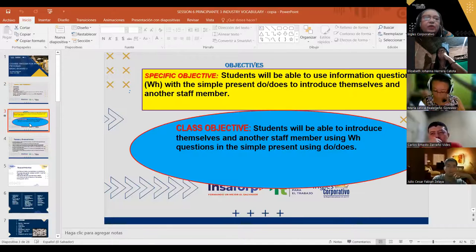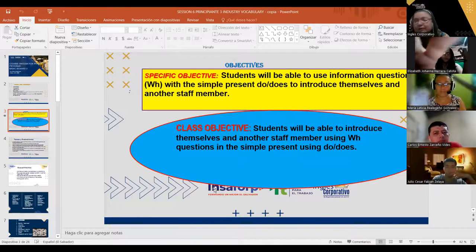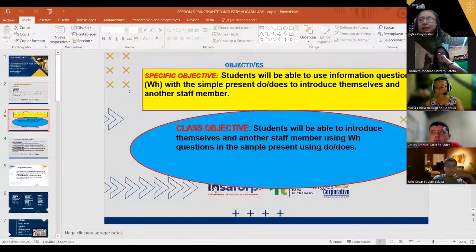So here we have the objectives. I need one of you to help me reading the objectives, please. The specific objective and the class objective. Thank you for that volunteer. It can be a he or a she. Hello, don't be shy.